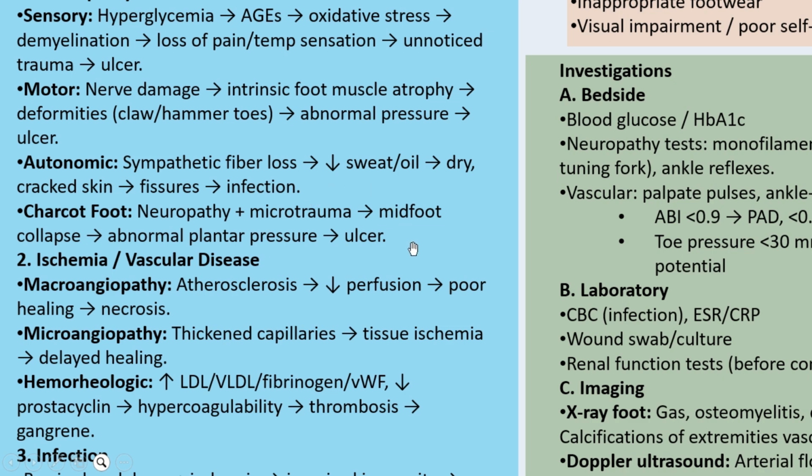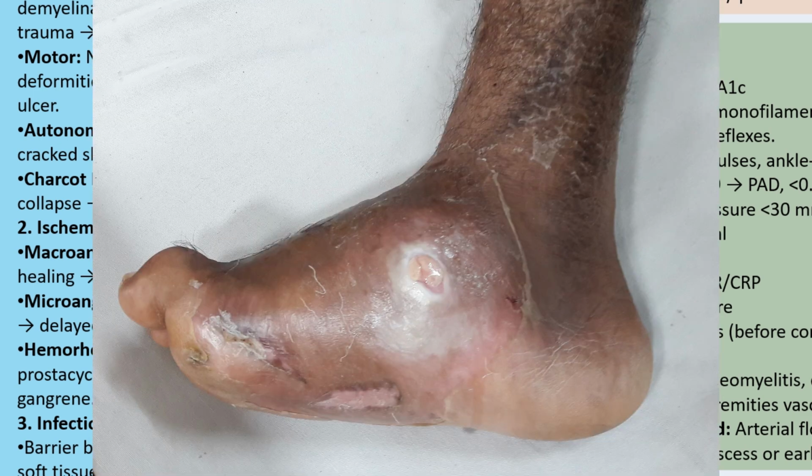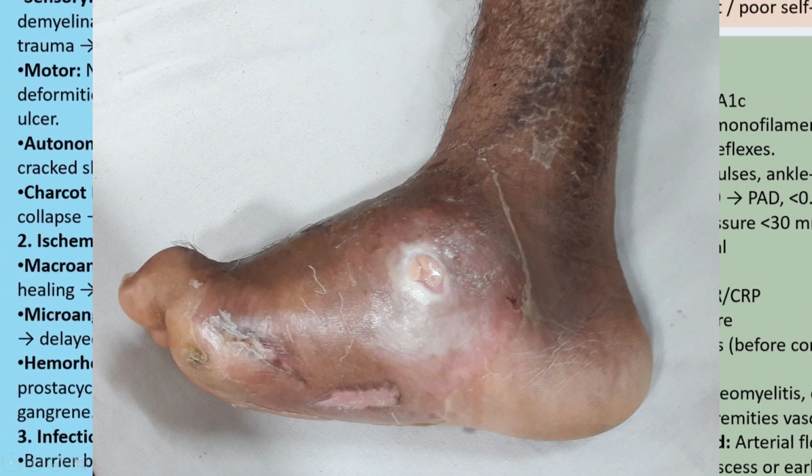Then we have Charcot foot, and this occurs when you have a neuropathy, a loss of sensation, and then microtrauma. And when this happens, we are going to keep on hammering these joints, and the pressure that happens to these joints is going to destroy them, what we call the Charcot arthropathy. And at the end of the day, we can have the midfoot collapse, which will lead to formation of what we call a rocker bottom foot.